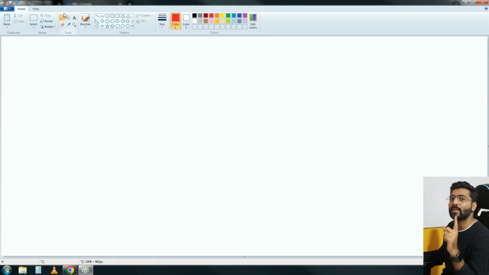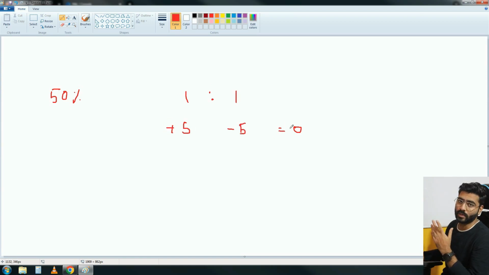Only one thing, if the accuracy is good. Like for example, if the accuracy is 50% of whatever setup you're using, in that case, 1:1 will never work, because 5 trades will win, right? And 5 trades will go in losses. So overall it will become 0 plus taxes and brokerages, right?